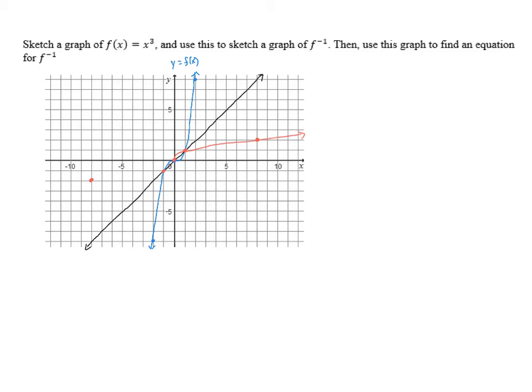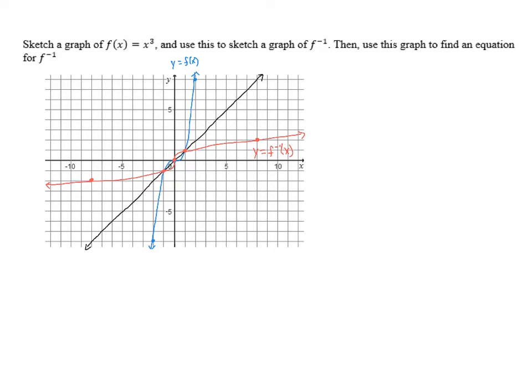Now we can reflect this piece, which is above that line, to this part down below. And then we can reflect this part that's down below with this part up above. And we end up with a graph that looks something like this. And this is the graph of y equals f inverse of x.